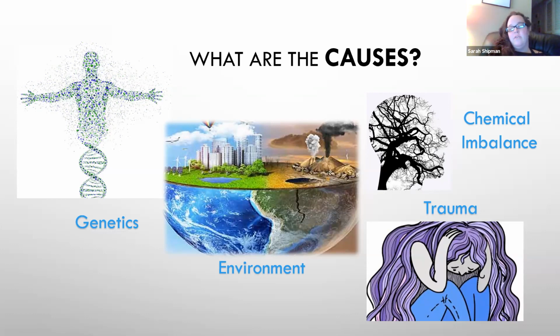We've already talked about neurotransmitters and chemical imbalance as a cause. That's what we call a more organic issue. So if your brain isn't producing enough of a certain neurotransmitter or chemical, that can become an issue. And then finally, trauma, which is one of my favorite topics to talk about, which I'm going to try not to talk too much about, can also be a cause of that.